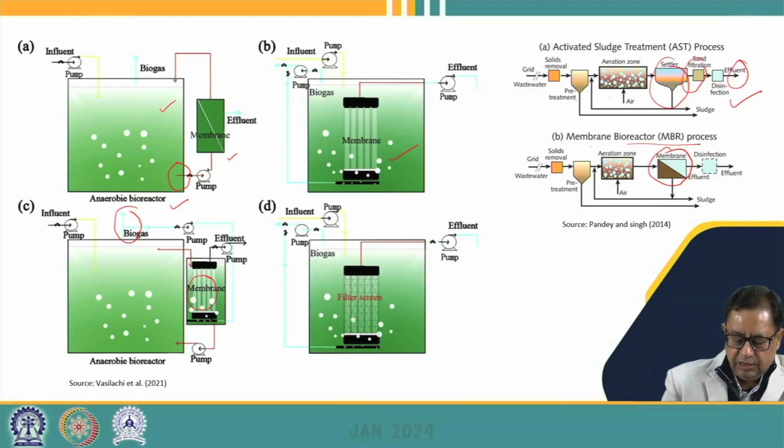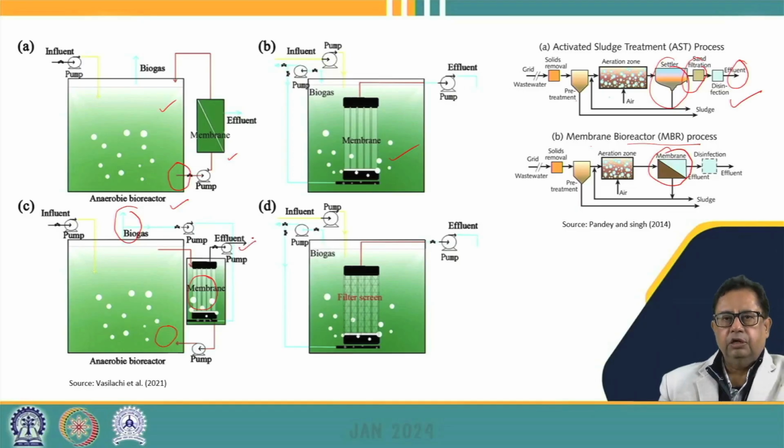And here we can take the water from the top side because it is much cleaner, right? And then we can pass it through the membrane, and whatever the concentrate is there can be taken back to the anaerobic bioreactor, and the effluent is taken for the disposal.